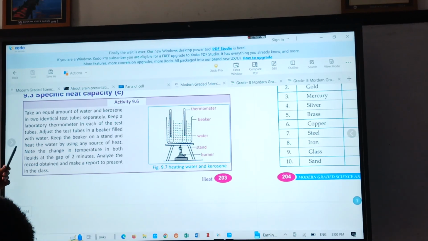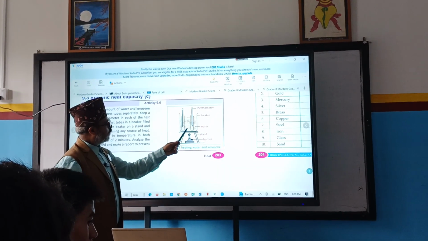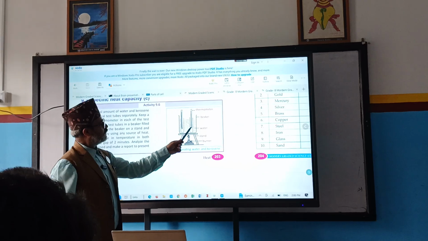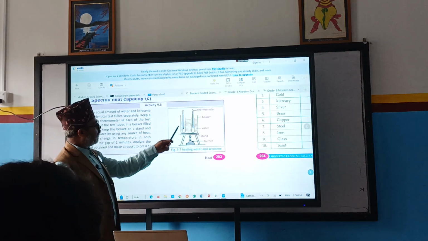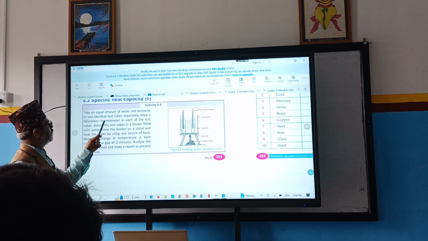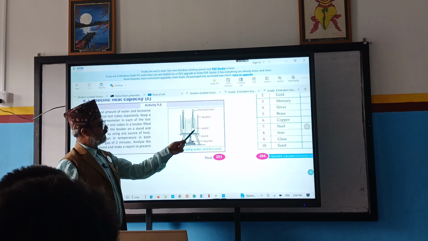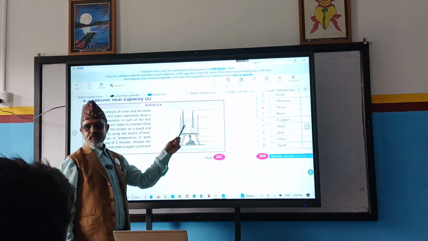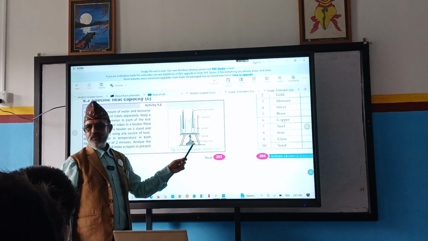Here is given one activity. In this activity, what is given? Here are two test tubes. In one test tube, what is kept? Kerosene. In another test tube, what is kept? Water. Right? And where are they kept? They are kept in the beaker containing water. And thus it is heated.